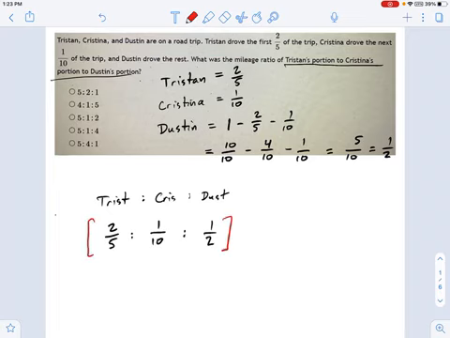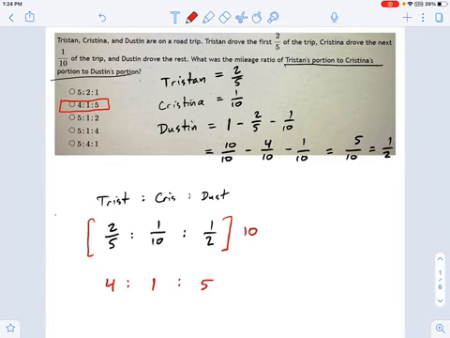10 is the least common multiple. So 10 times 2/5 is just 4. 10 times 1/10 is just 1. 10 times 1/2 is just 5. Do we see that ratio in here anywhere? I think we got it right here. Okay. Bear in mind, this 4 to 1 to 5 answer is exactly the same as 2/5 to 1/10 to 1/2. It's just less stuff to say.